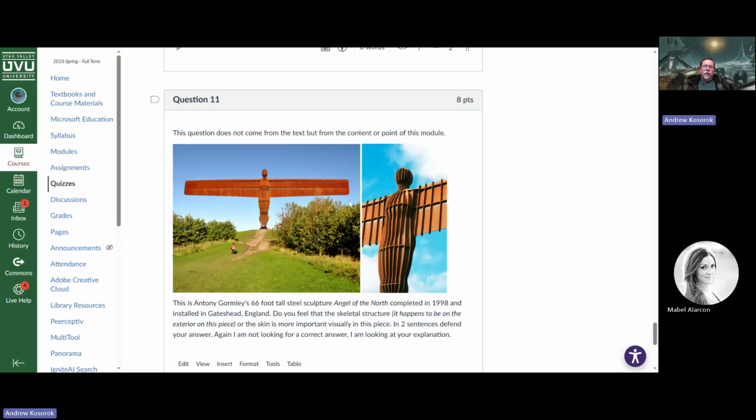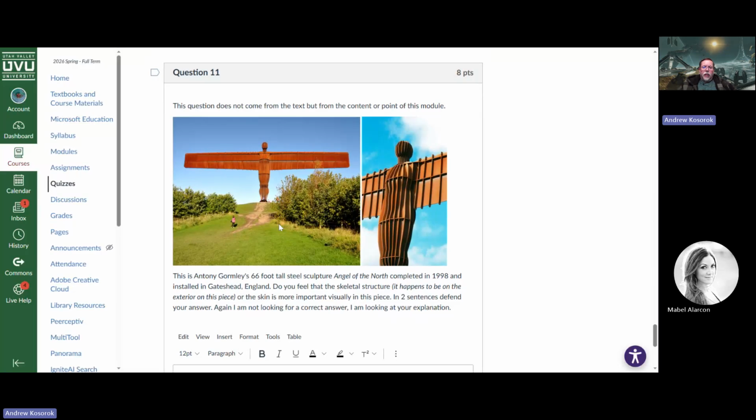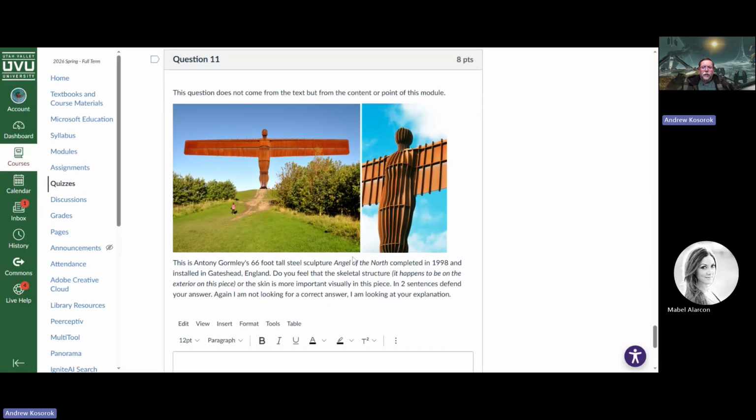And in this one, the structure is really apparent here. The skin is really apparent here. Which is more important? Again, the answer does not matter, but what matters is how you talk about the answer. If you feel that the skin is more important, describe why you think it is. If you feel the structure is more important, describe why you think the structure is more important.